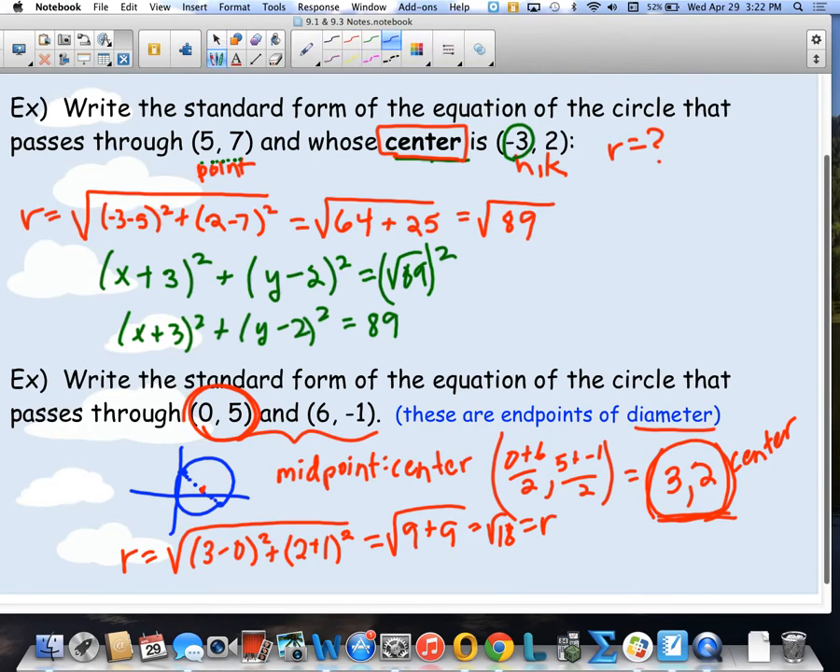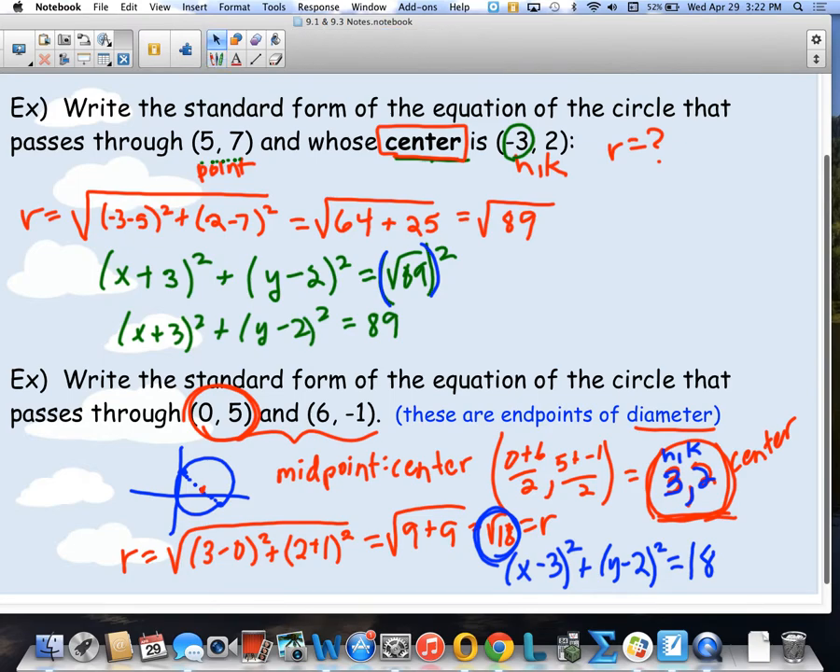Let's see if I can get a little more room. I'll just have to come over here. I have (x minus 3) squared. Where did that 3 come from? It's because the center is at (3, 2). So this is my h and my k. So (x minus 3) squared plus (y minus 2) squared equals, what's going to happen if I square this square root of 18? Just like up here, I squared the 89. Aren't we just going to get regular old 18 because we square a square root?